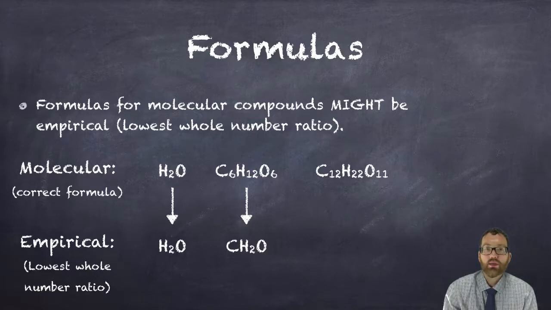And the next one here, I have C12H22O11. Now, if I have a mix of even numbers like 12 and 22 and then an odd number like 11, it's very difficult to reduce this down. If I divide by 11, I can reduce that down, but I can't divide 12 by 11. It's just not going to work. So this molecular formula is also an empirical formula, C12H22O11.